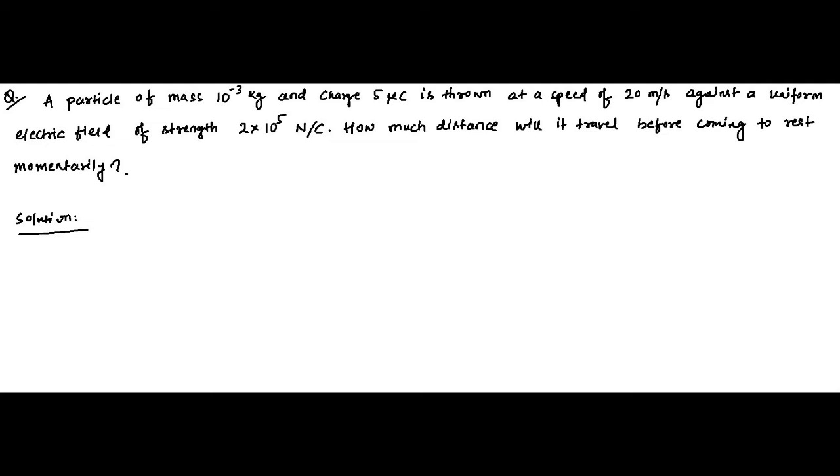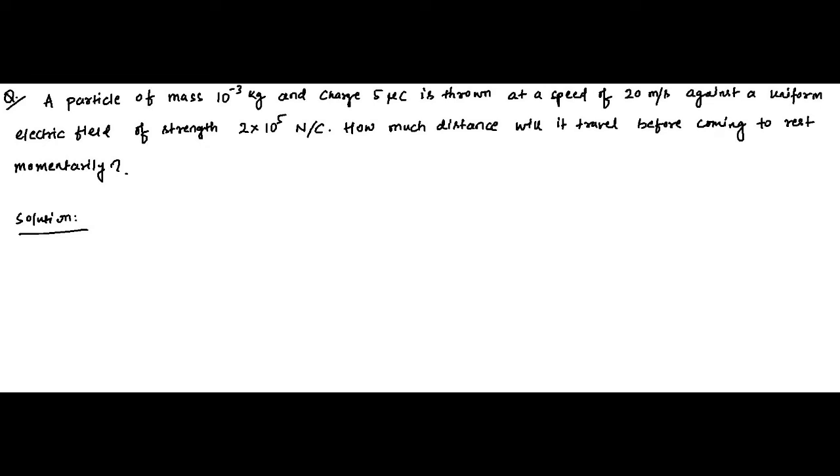So here we are with another question on electric field. The question is: a particle of mass 10 to the power minus 3 kg and charge 5 microcoulomb, which means positive charge plus 5 microcoulomb because no sign is mentioned, is thrown at a speed of 20 meter per second against a uniform electric field of strength 2 into 10 to the power 5 Newton per coulomb. How much distance will it travel before coming to rest momentarily? Okay, the data is given.